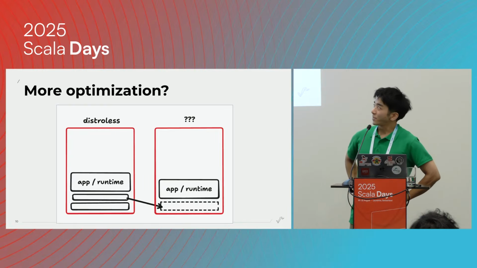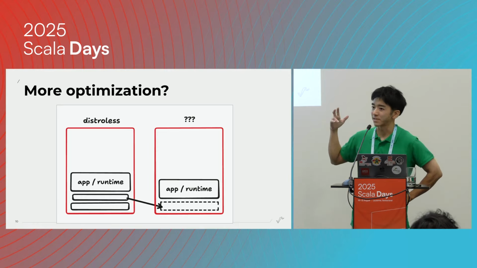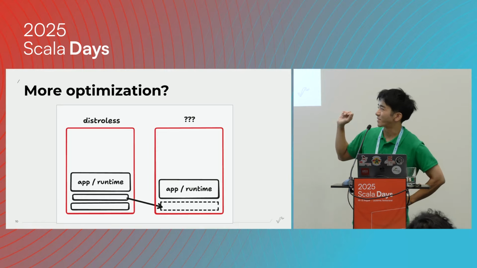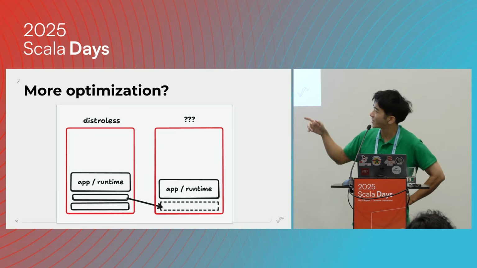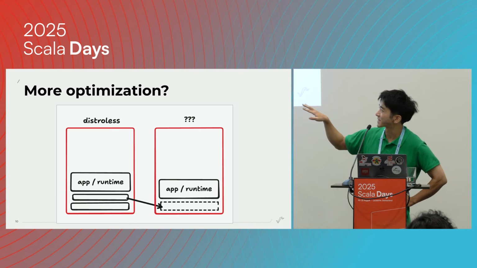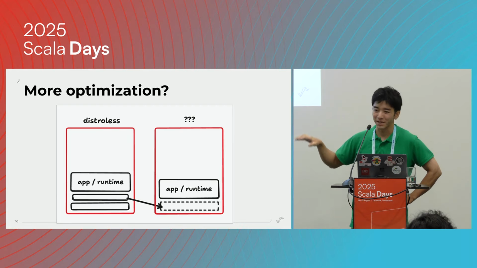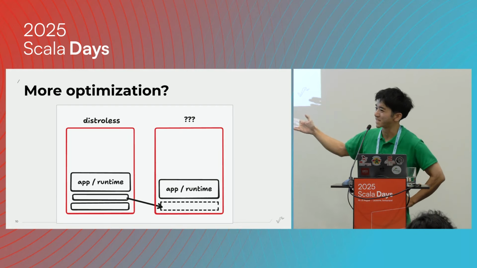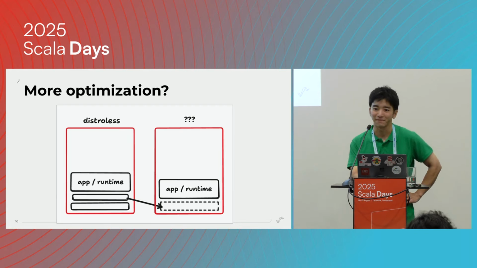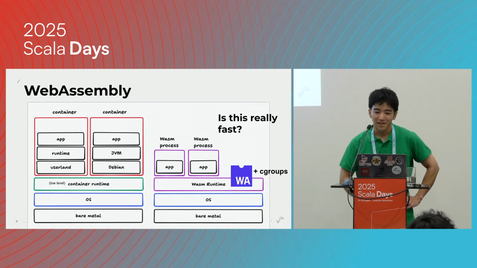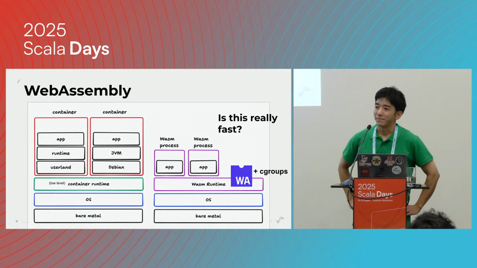But what can we do? We already slimmed down our container image to the limit using a distroless container. But what if we could eliminate all the Linux layer altogether? Because this is the whole reason for the challenge in cloud computing. And this is where WebAssembly comes in.